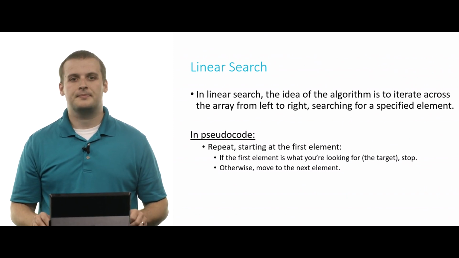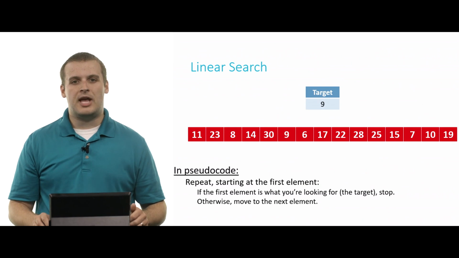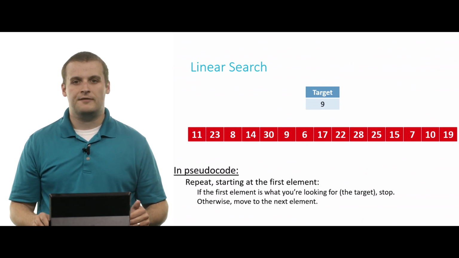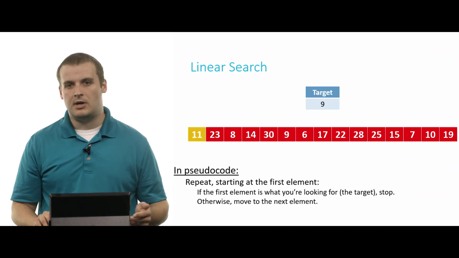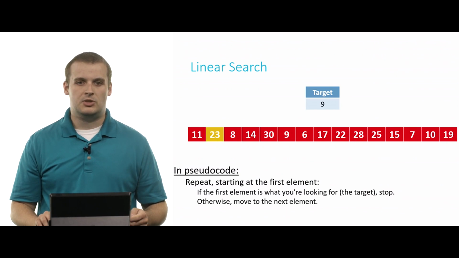So we can use the linear search algorithm, for example, to find the target value 9 in this array. Well, we start at the beginning. If it's what we're looking for, we can stop. It's not. We're not looking for 11. So otherwise, move to the next element. So we look at 23. Is 23 what we're looking for? Well, no. So we move on to the next element and the next element.